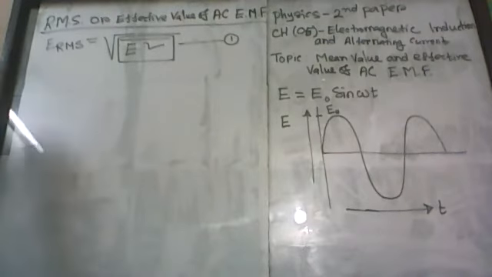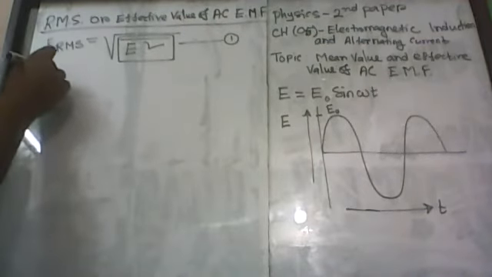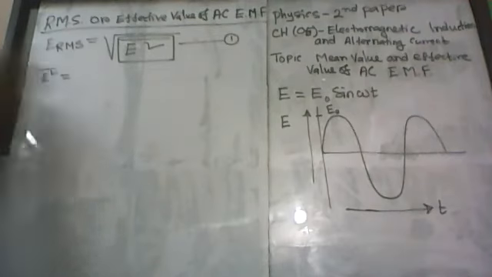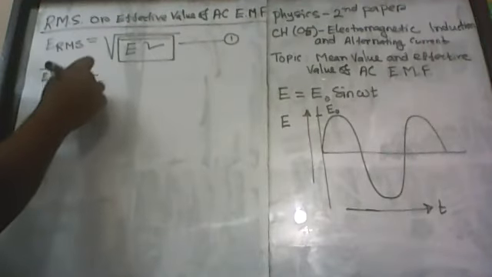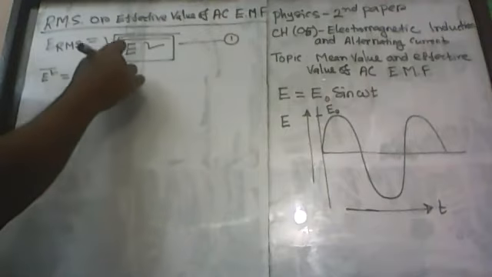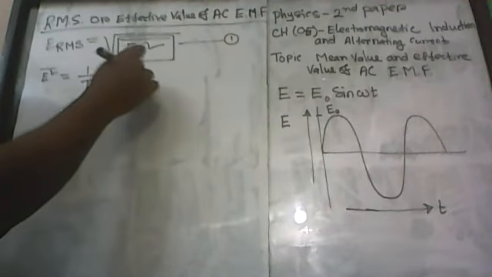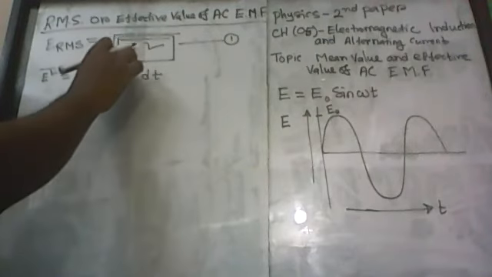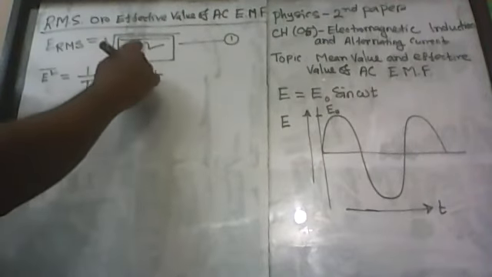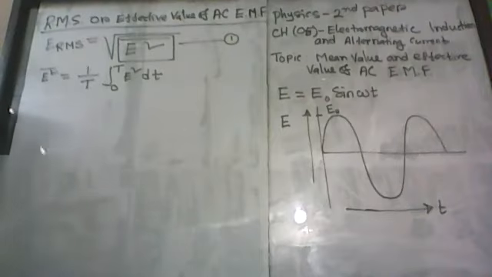Now here E square bar, the average value of AC electromotive force squared, for the case of complete cycle, will equal 1 by capital T integration of 0 to capital T, E square dt. This bar indicates the total function, so E square dt. You know that E equals E naught sine omega t.